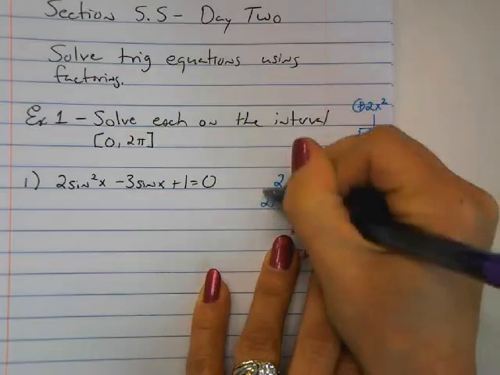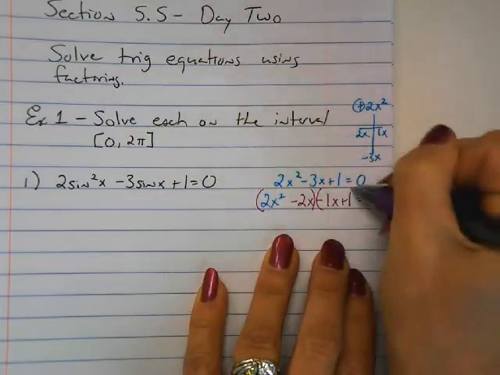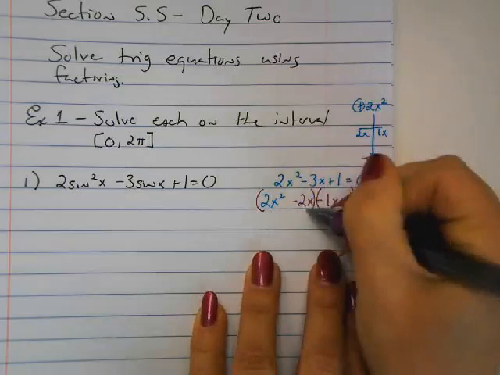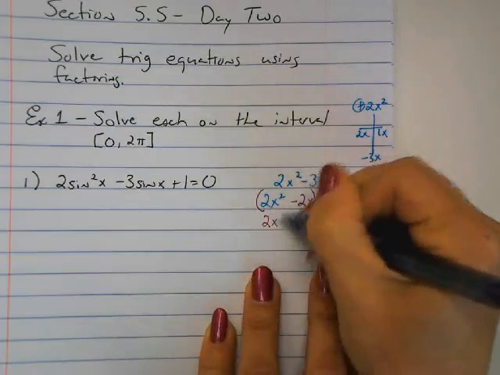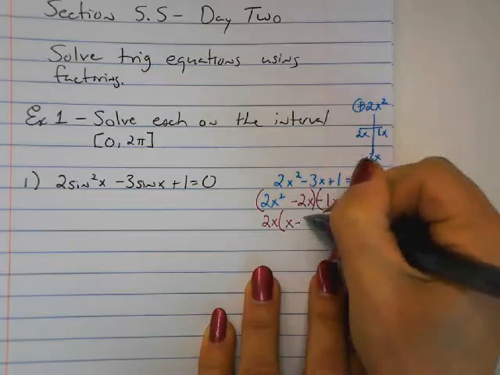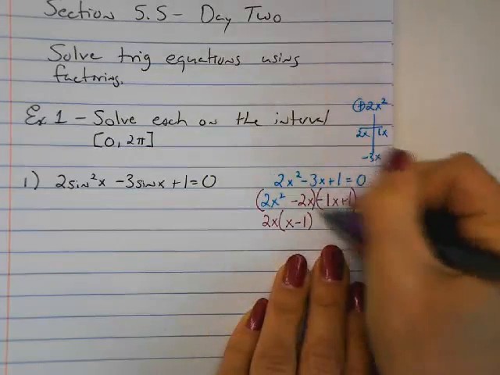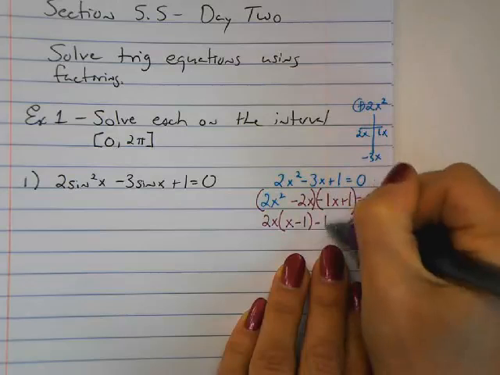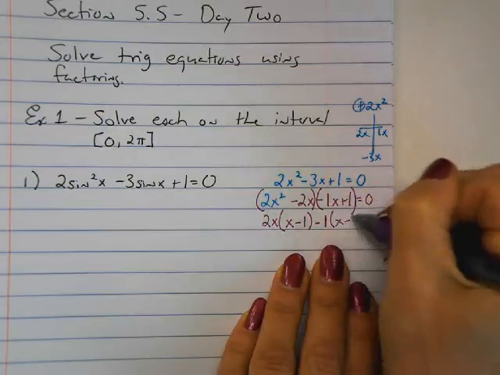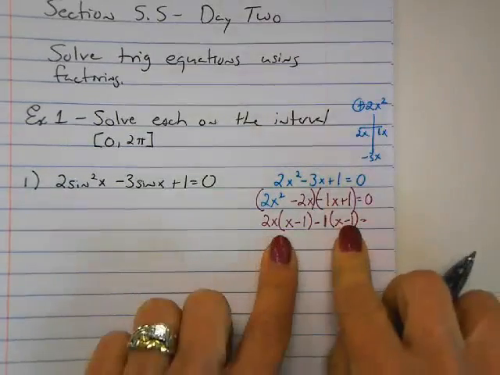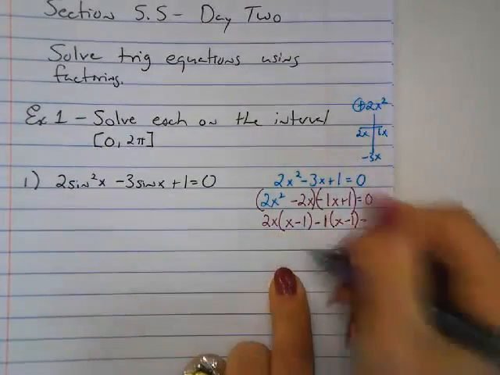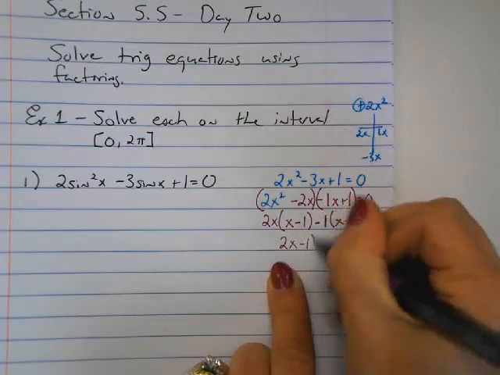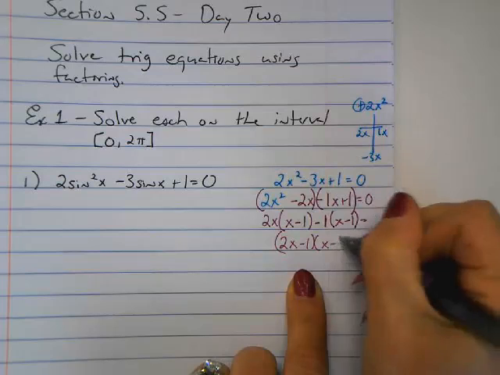Now do you remember that we grouped? We said, hey, what do these guys have in common? Oh, they have a 2x. What do these have in common? They have a 1, but remember we never let it lead with a negative, so we're going to pull that out and I get x minus 1. Your check comes right here because the parentheses have to be the same. So I get 2x minus 1, x minus 1.